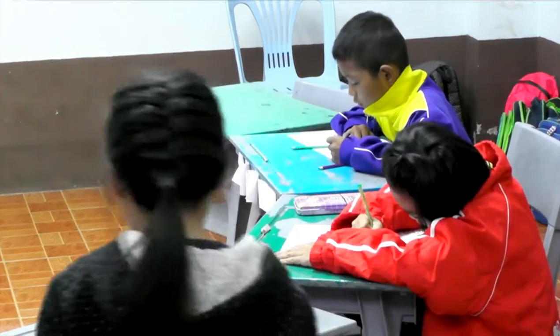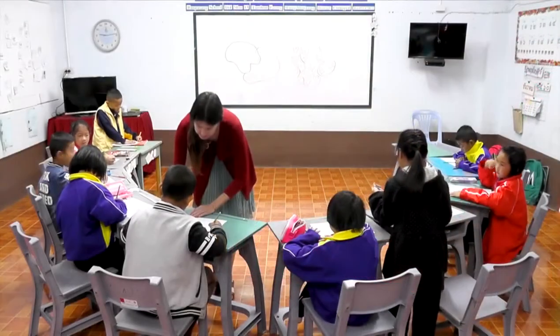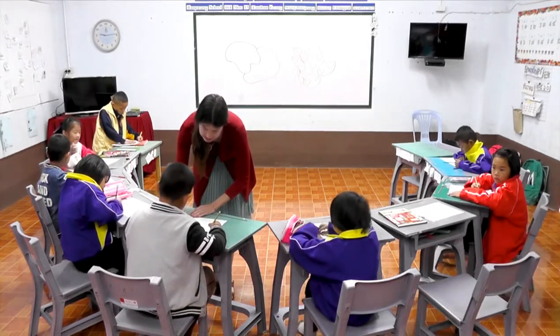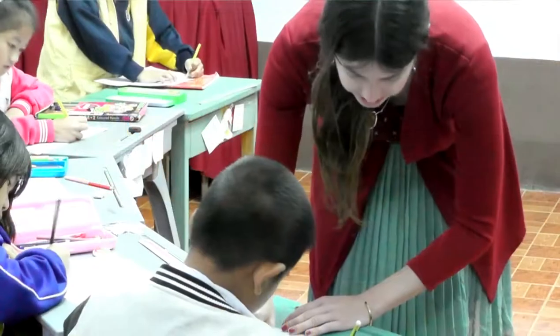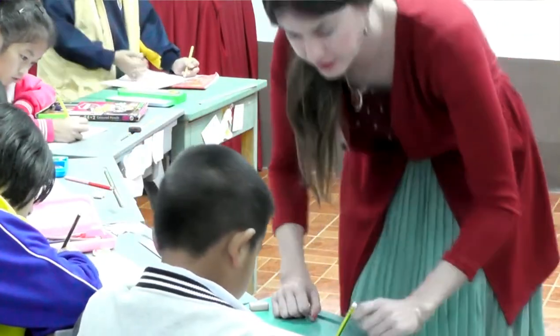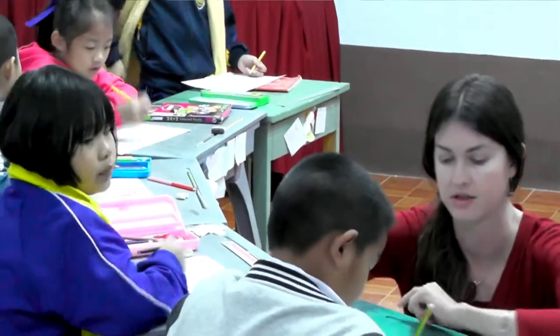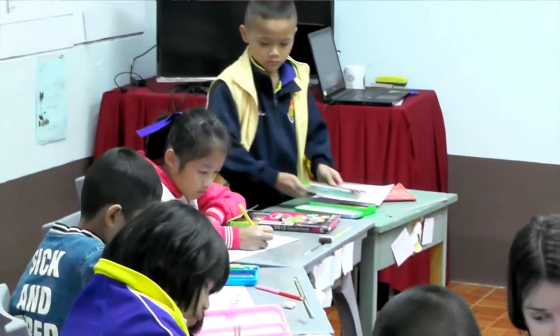Okay, so let's count. How many balls? 1, 2, 3, 4, 5, 6, 7, 8, 9, 10, 11, 12. 12. Do you remember how to write 12? With a 1 and a 2. Okay, so 1 and a 2. Very nice job.